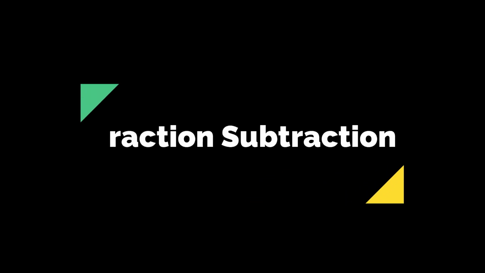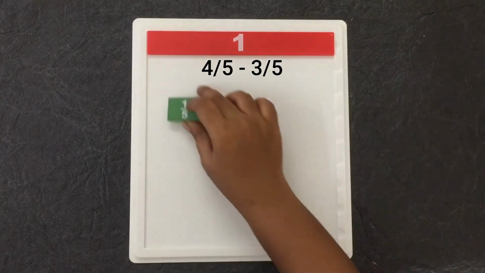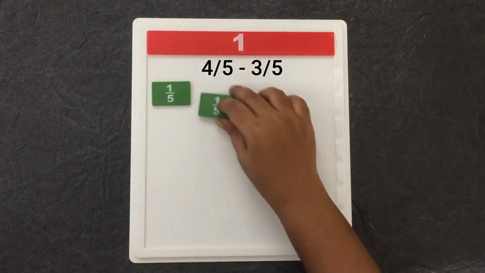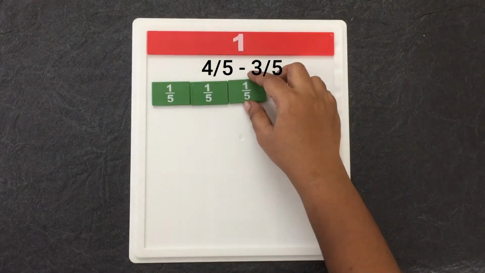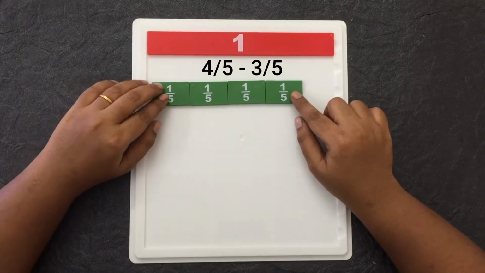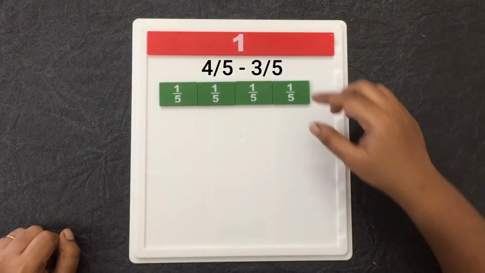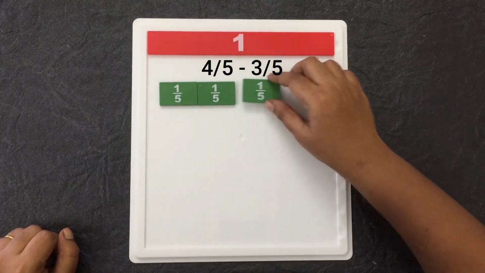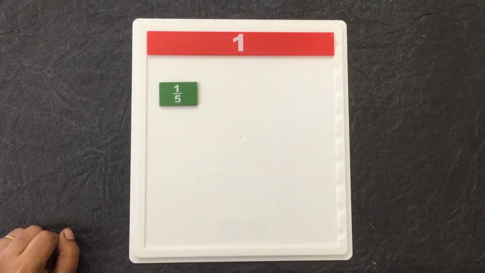Fraction subtraction. Let's subtract 3/5 from 4/5. For this, we take 1, 2, 3 and 4 pieces of 1/5. We know that to subtract is to remove. Remove 3 pieces of 1/5 from 4 pieces of 1/5. What is left is 1/5.